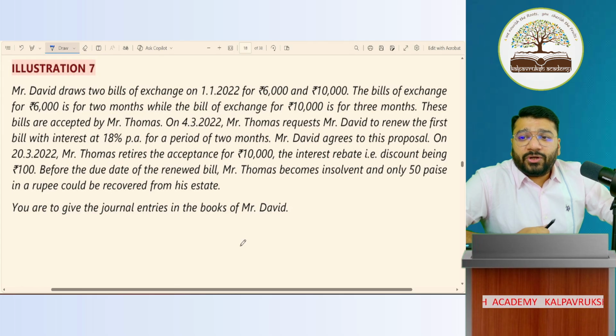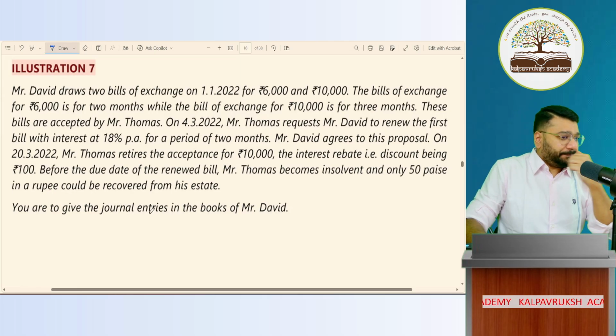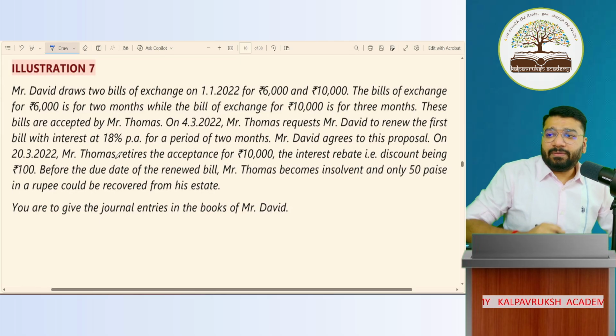Thank you so much. We are doing this chapter called Accounting for Bills of Exchange and Promissory Note. I have two questions pending, which are questions 7 and 8. If I do this, we'll be done with the concept of retirement and renewal of the bill. So let's complete it. Illustration 7.